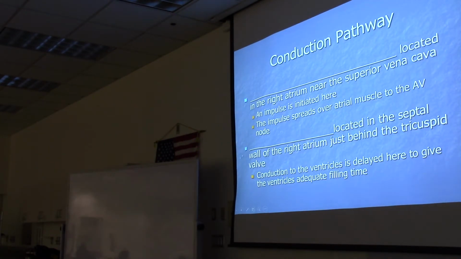All right, so blank is located in the septal wall of the right atrium, just behind the tricuspid valve. What are you going to put there? AV. Yes, AV node. Conduction to the ventricles is delayed here to give the ventricles adequate filling time.